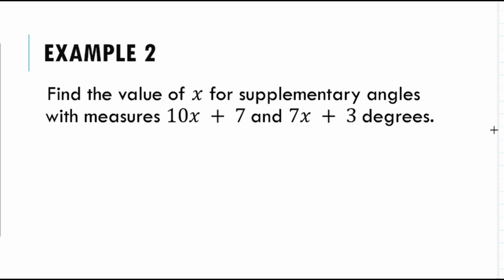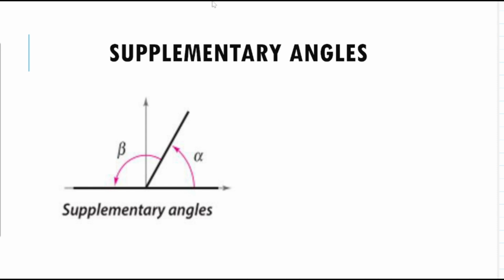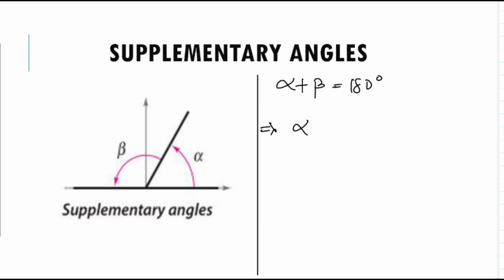Example 2. Find the value of x for a supplementary angle. Let's quickly do a cross check. Supplementary angles: two angles are said to be supplementary if they add up to 180 degrees. That is, here we have alpha plus beta equals 180 degrees. So it implies that alpha will be equal to 180 degrees minus beta, and beta will be equal to 180 degrees minus alpha. So that is what it symbolizes, and that is what it means.